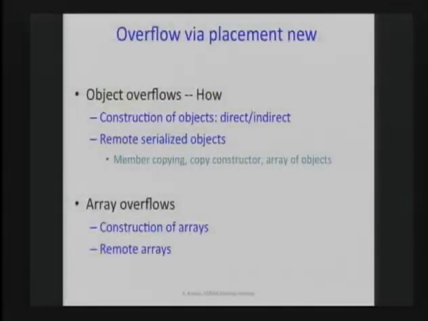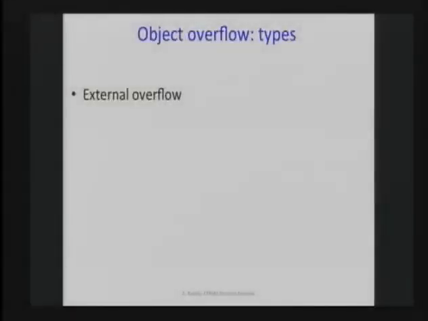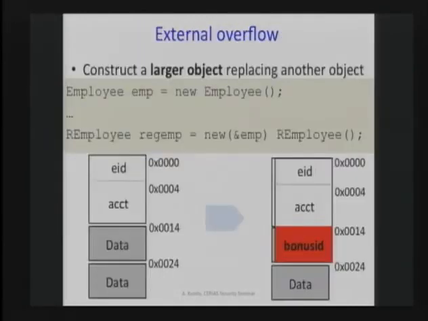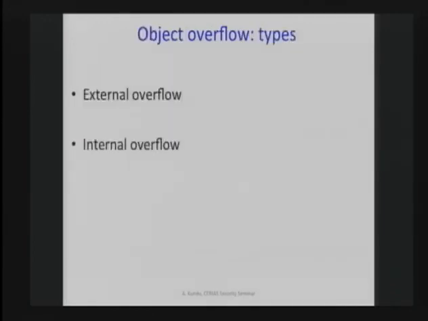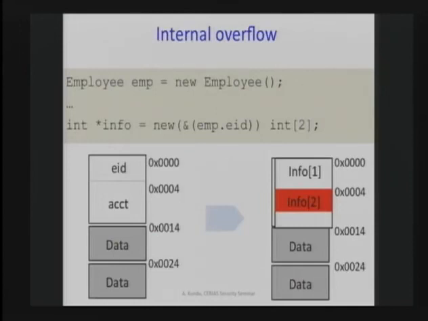Then array overflows. So I have space for allocating, let's say, 10 characters, but the attacker is supplying 10 integers. There are two types of overflows. One is external overflow, where the object grows into the space external to the memory area. The other one is internal overflow, where the overflow occurs inside the object.